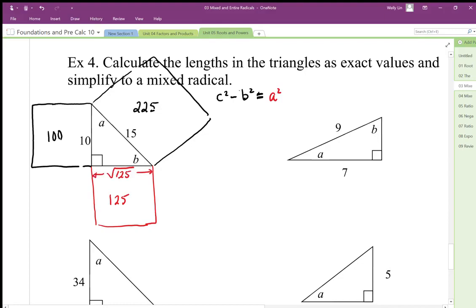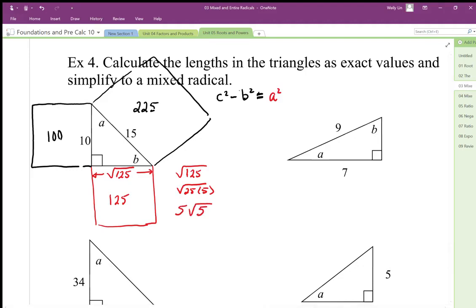Now we need to write that as a mixed radical, which means when I have 125, I need to find my perfect square factor. It's going to be 25 times 5. The square root of 25 becomes 5, and I'm left with an extra 5 inside the radical. So 5 root 5 works out to be the exact value.